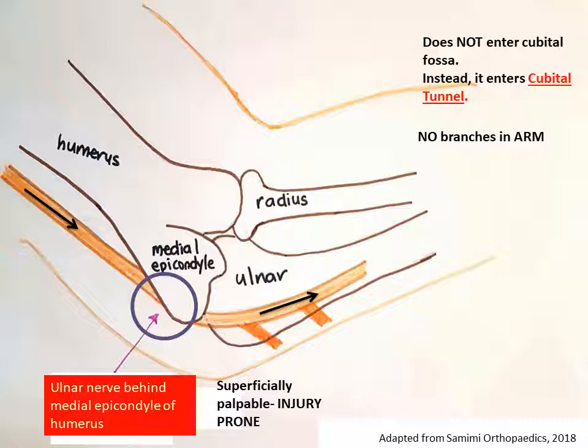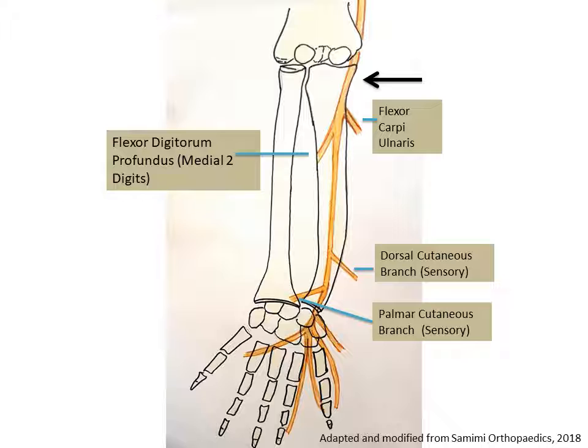Now let's take a look when the ulnar nerve moves into the forearm. The ulnar nerve enters the forearm by passing between two heads of flexor carpi ulnaris. It then runs between the flexor carpi ulnaris and flexor digitorum profundus on the medial side of the forearm. Both the flexor carpi ulnaris and flexor digitorum profundus are flexors of the wrist and distal interphalangeal joints respectively. We will look at these muscles later in the next tutorial.